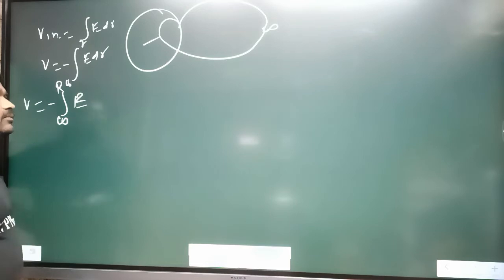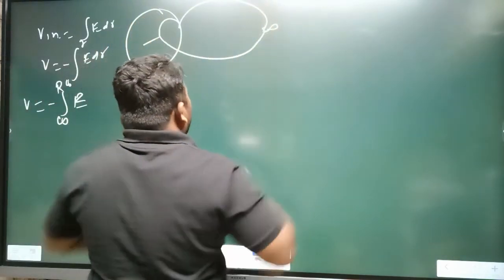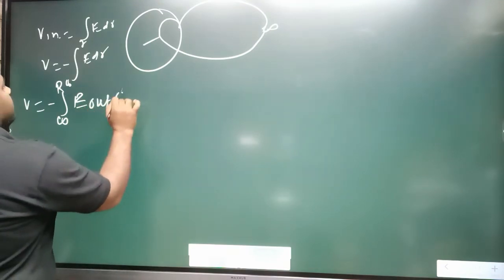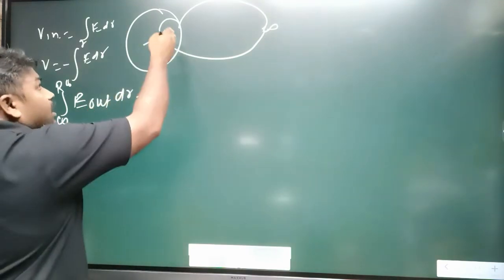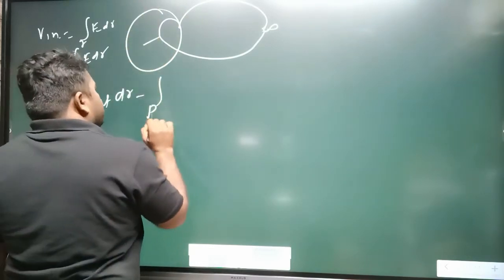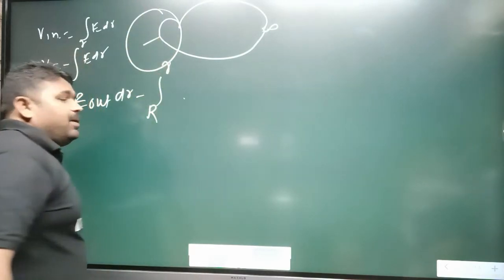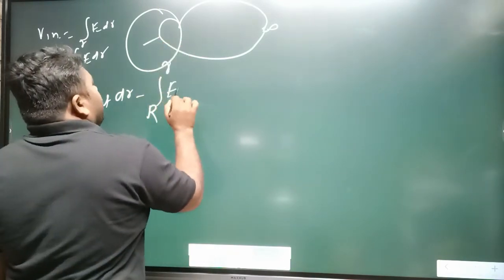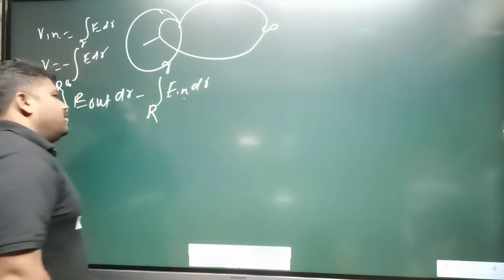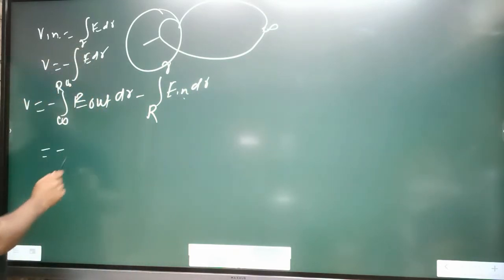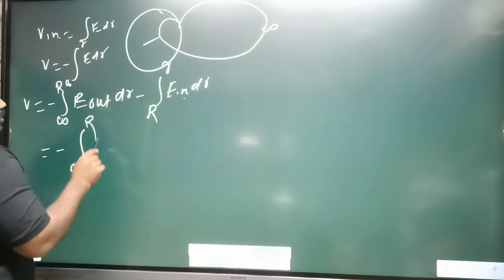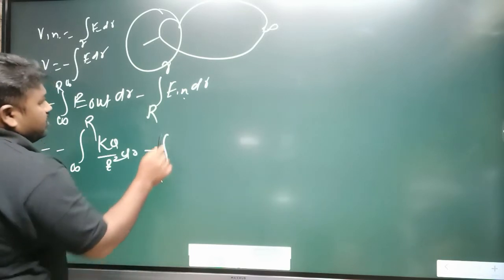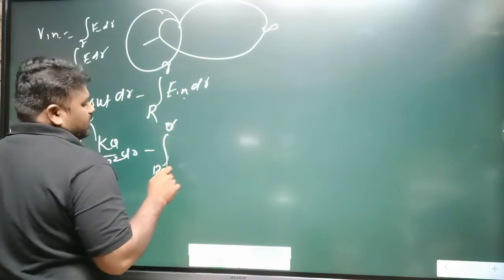In this region, the electric field is KQ by R square, E out dr, minus R to small r. In this region, the electric field is E in dr. E out is KQ upon R square dr, minus R to small r.